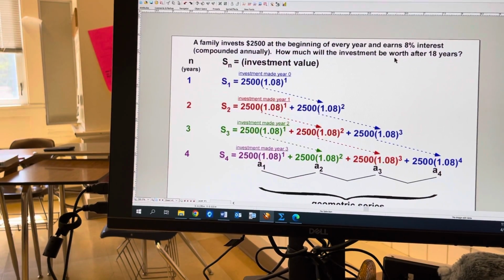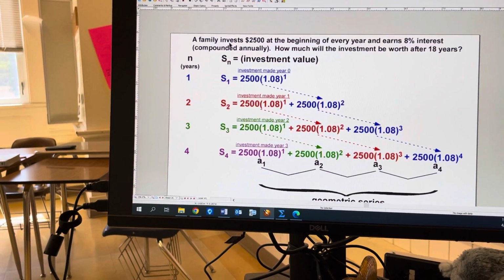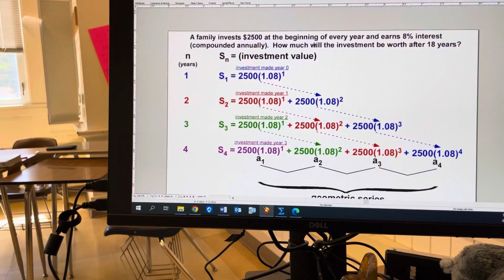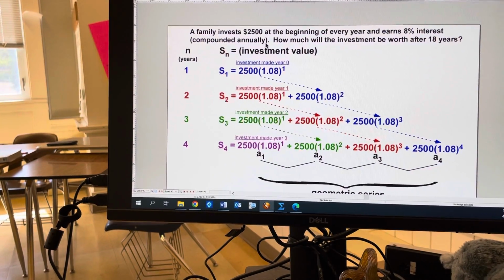And this one is very relevant, right? Because it involves money. So let's look at this scenario. A family invests $2,500 at the beginning of every year and earns 8% interest compounded annually.